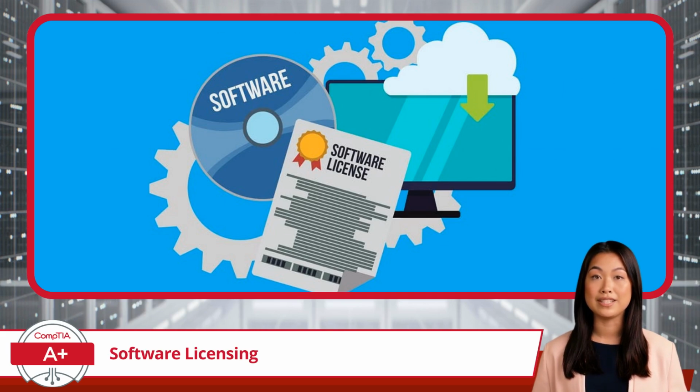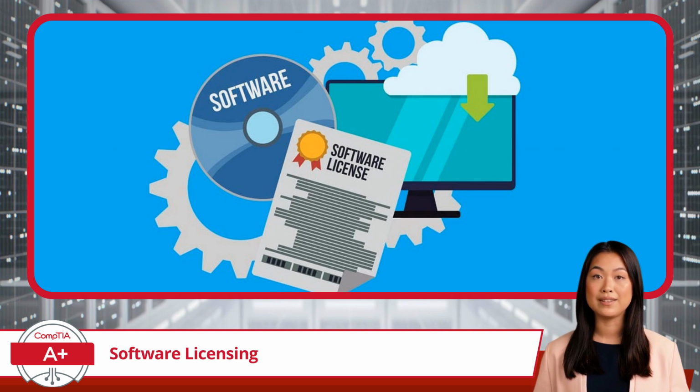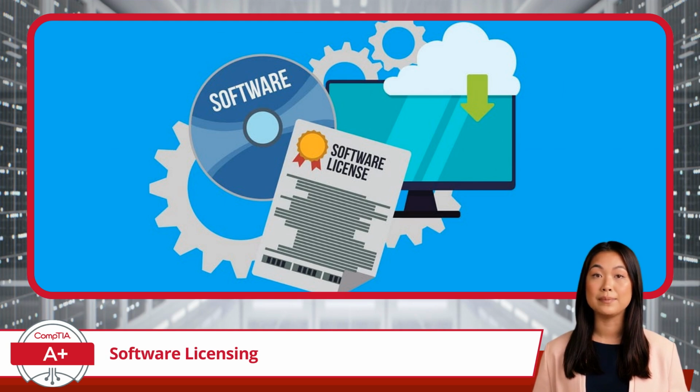From how many devices you can install it on to whether you can use it in a corporate environment, these licenses are designed to protect the intellectual property of the software creator. In short, software licensing defines the boundaries of use. Overstep them, and you could face consequences ranging from a disabled application to hefty legal fines. With that in mind, let's explore some of the different types of software licensing you are likely to encounter.